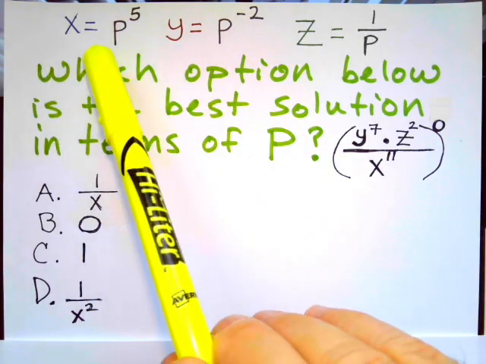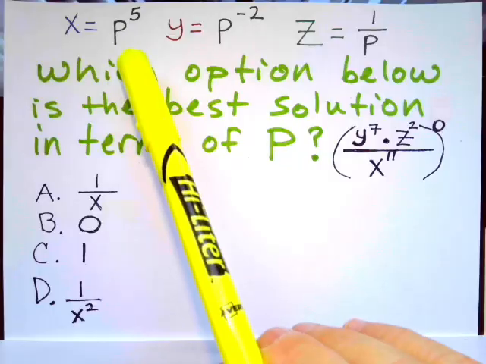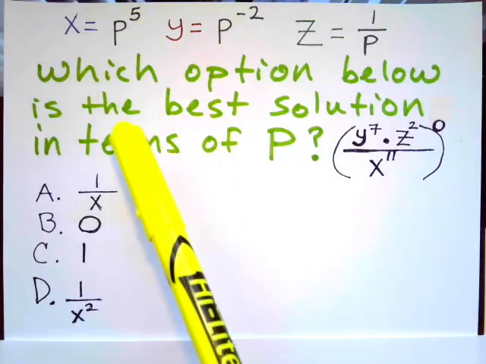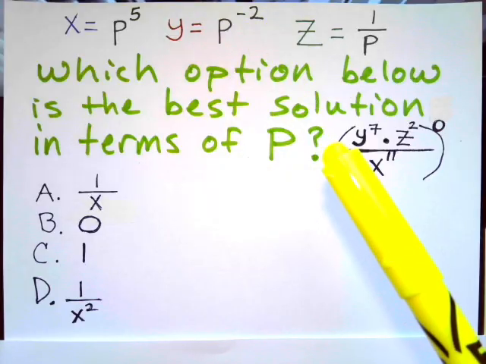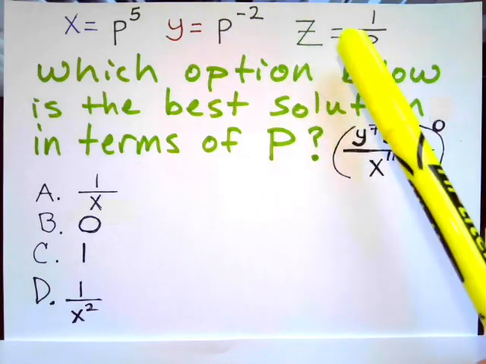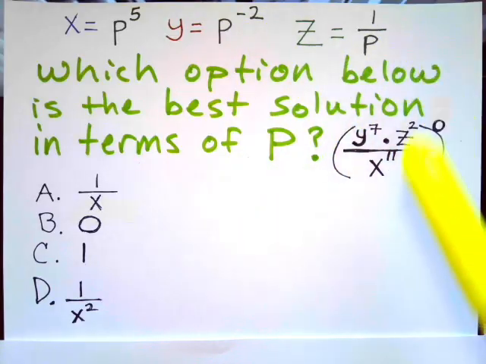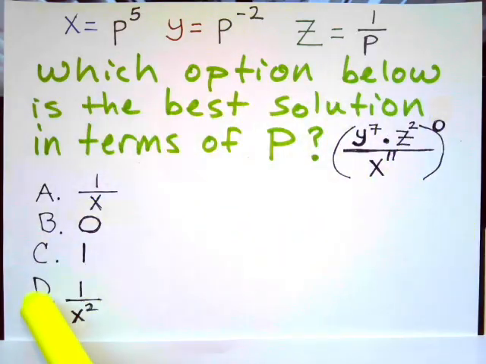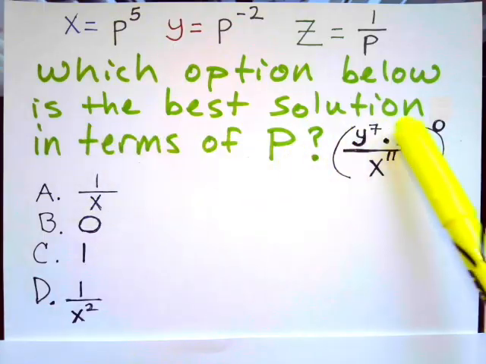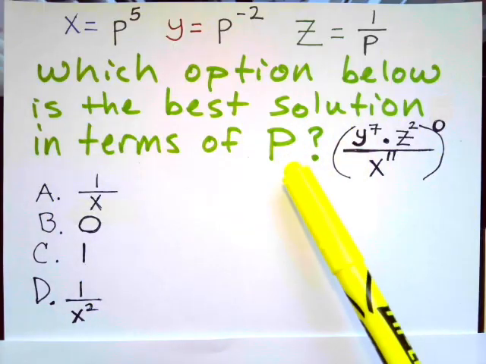So, x is equal to p to the fifth power. Everywhere you see x, you're going to substitute p to the fifth power. y is equal to p to the negative 2 power. And z is equal to 1 over p. Which option below, A, B, C, or D, is the best solution in terms of p?